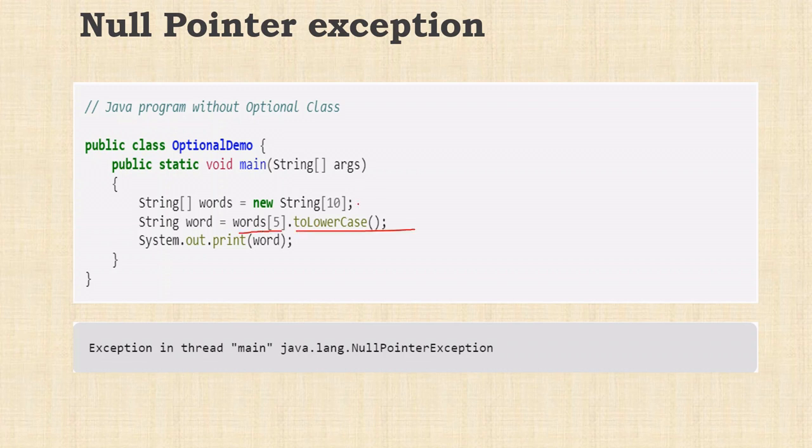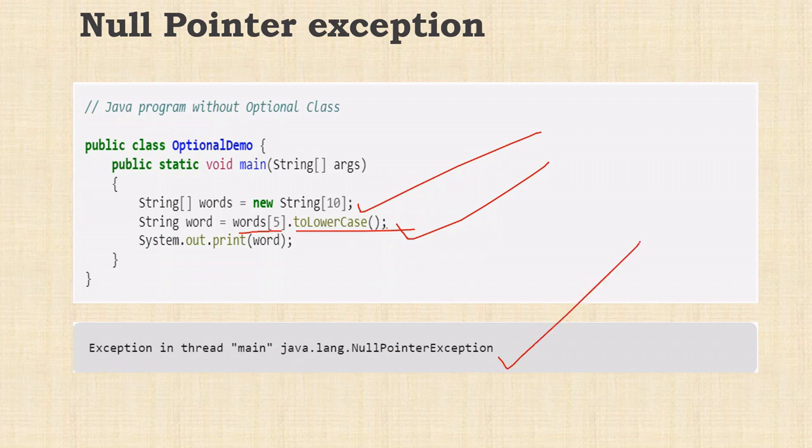Because we haven't assigned any value inside this array of strings, we are trying to fetch the value available at the fifth place, which is null. If we do null.toLowerCase, then what we'll get here is a NullPointerException. So here we are getting the exception: java.lang.NullPointerException.